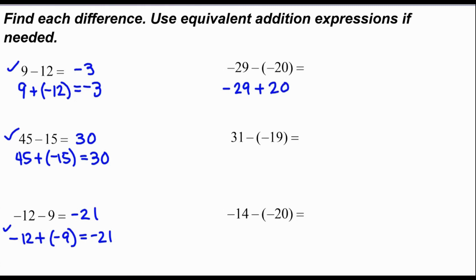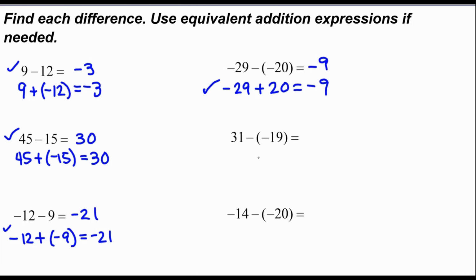This would be an increase in value, so negative 29 plus 20. This one is definitely easier to do in its addition form, and that's going to be negative 9. So I know the answer to that is also negative 9. Addition, way easier in my opinion on that one.